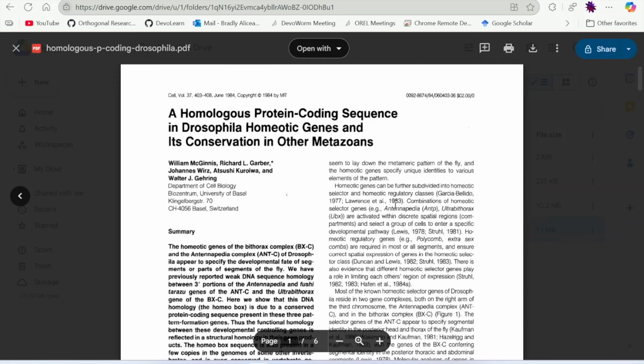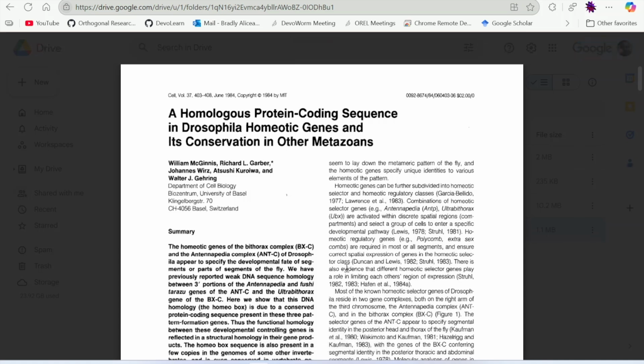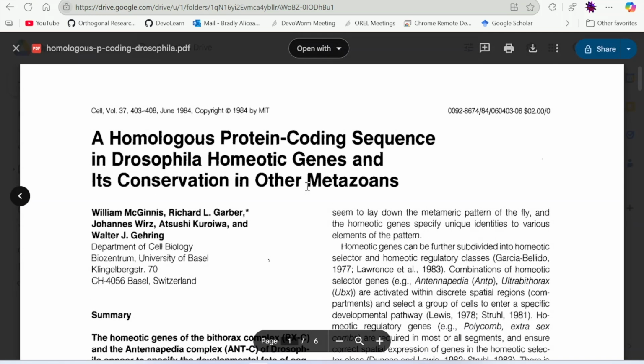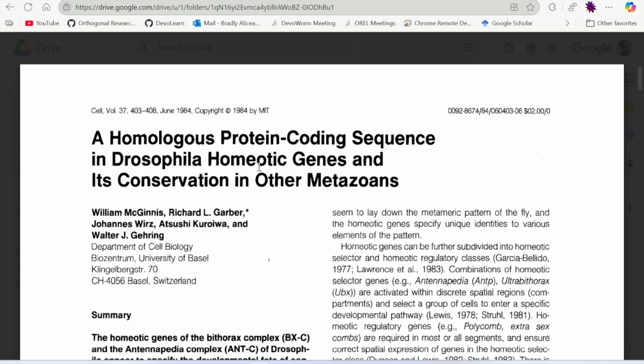Okay, that brings us to our last paper. This is the McGinnis paper from 1984, or I should say McGinnis et al. It's called "A homologous protein-coding sequence in Drosophila homeotic genes and its conservation in other metazoans." Basically, it's these Hox genes that are homologous across species, protein coding because they produce proteins. This is in Drosophila homeotic genes, so it's a specific type of homeotic gene family, and then it's conserved in other metazoans, or other animals.